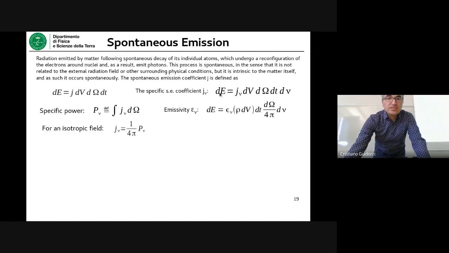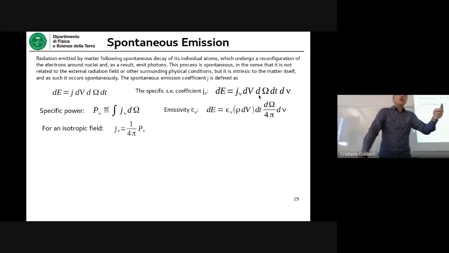we conveniently express the same amount of energy that we meant here. Here by dE we denoted a given amount of energy produced in the volume dV, in the time interval dt, in the frequency interval d nu, within a solid angle d omega. Now, if we want to express the very same amount of energy in terms of emissivity, the amount of mass that you have in dV is just rho dV, where rho is the mass density.